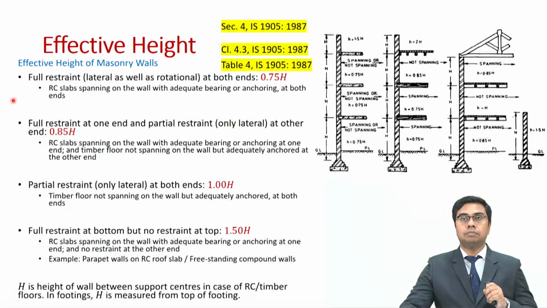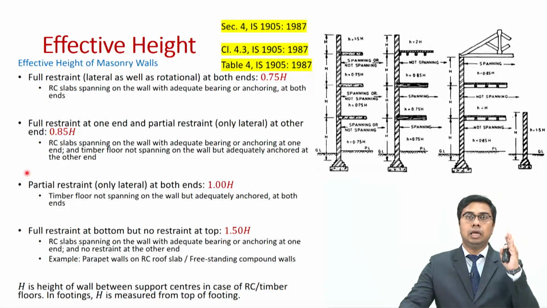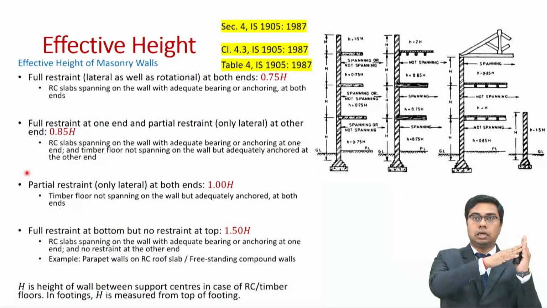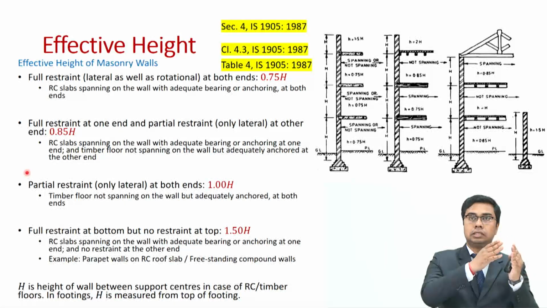By partial support, I mean that we will have support only in the lateral direction, which means it does not allow the lateral translation of the wall at that point. But a full restraint will mean that apart from restricting the lateral translation, it will also restrict the rotational movement at that point.